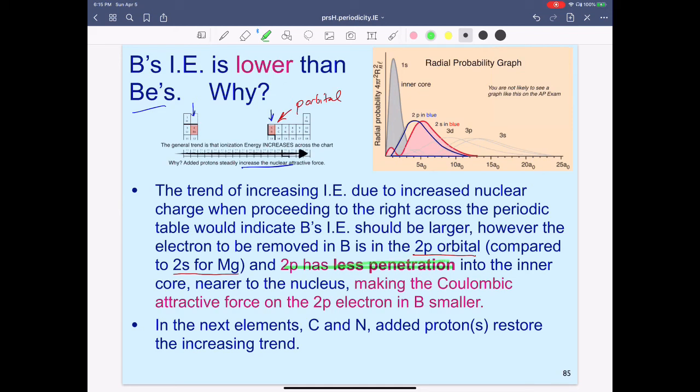This less penetration of the p orbital makes the Coulombic attractive force on the p electron smaller, and therefore the 2p1 electron in boron is easier to remove than the 2s electron in beryllium.